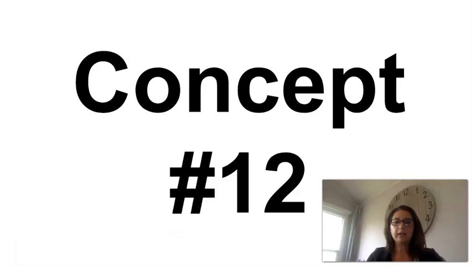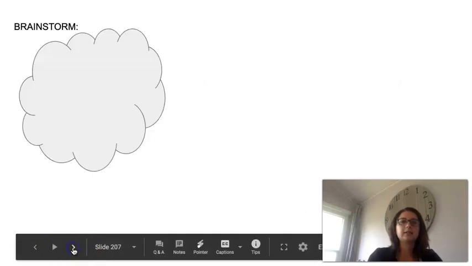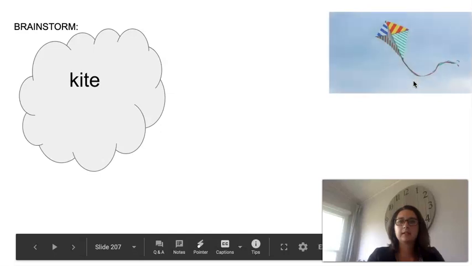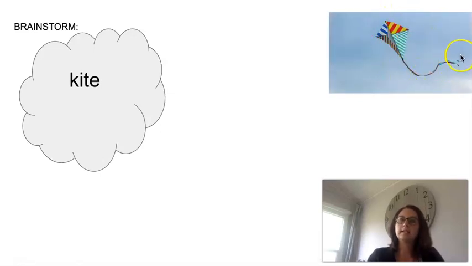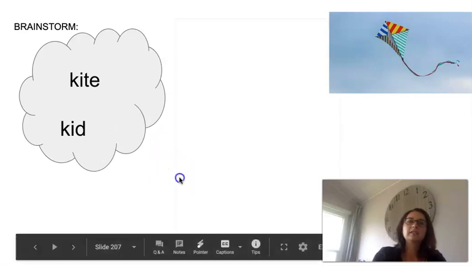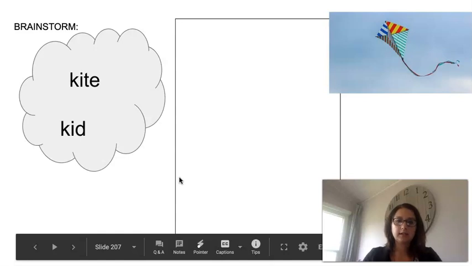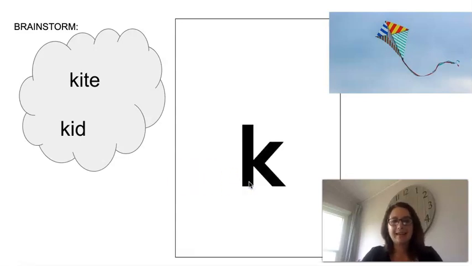All right, everyone, we are now on our 12th letter and sound. We are going really well together learning these letters and sounds. When I think of this next letter and sound, I think of the word kite. Like this is an example of a kite. I also think of the word kid, like a small child. Both of these words start with the sound k and the letter K.